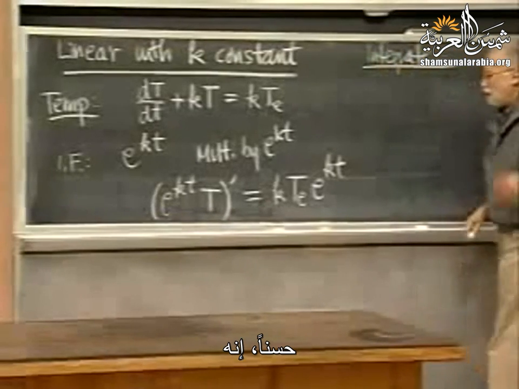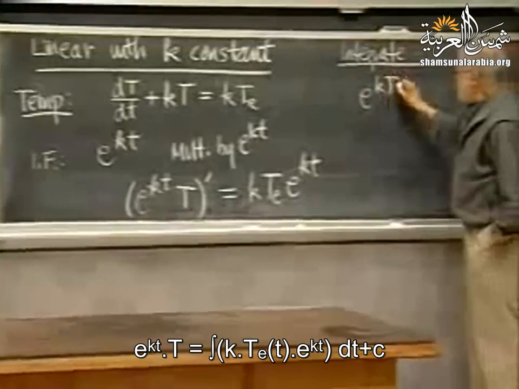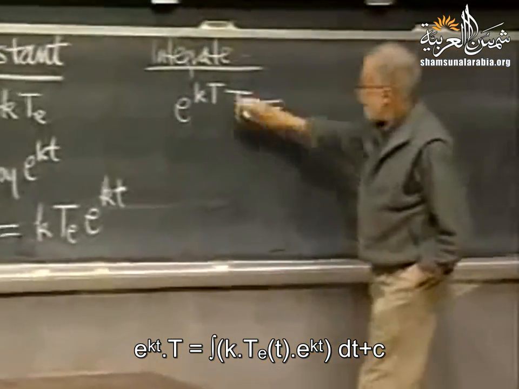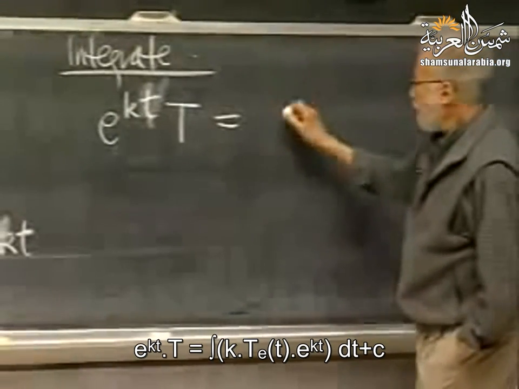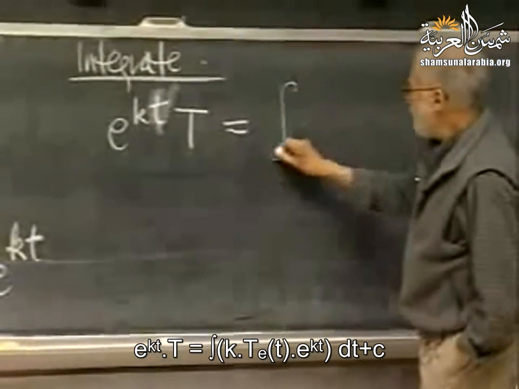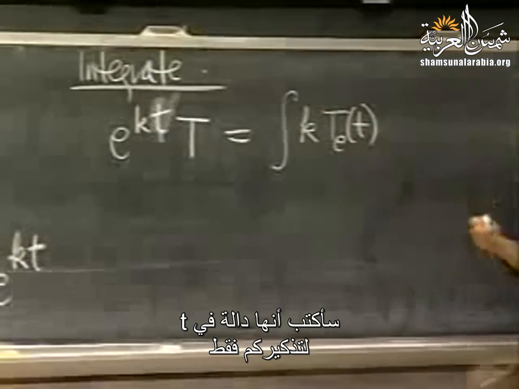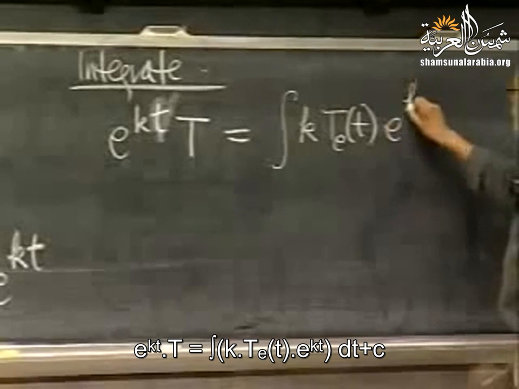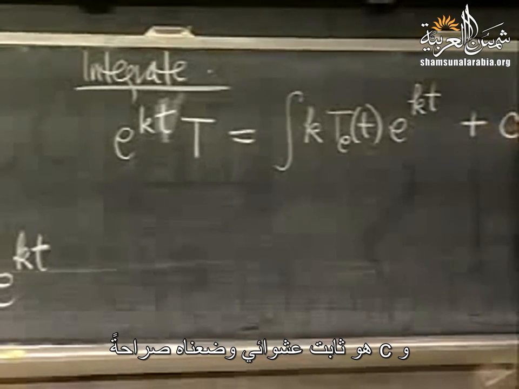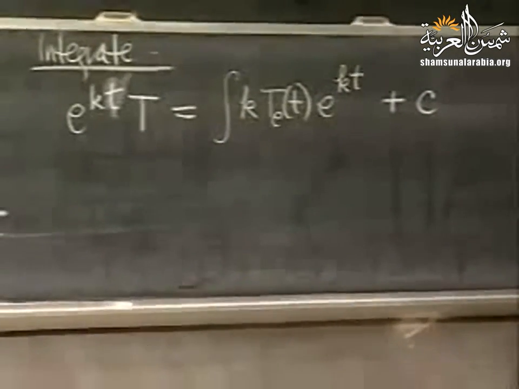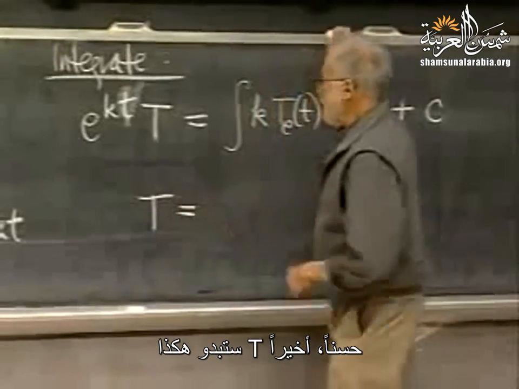What's the answer? We're going to get e to the KT times the temperature is equal to the integral of K times the external temperature, a function of t, times e to the KT, and now I'll put in the arbitrary constant explicitly. So what will T be? Okay, T will look like this finally.